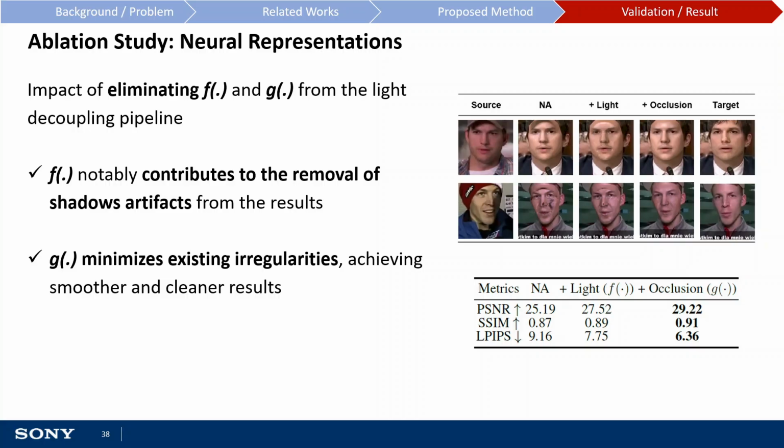To ascertain the significance of the neural representations employed, authors perform an analysis by eliminating both F and G from the light decoupling pipeline. As depicted in the figure, the neural representation for decoupling of light conditions, F, notably contributes to removal of shadow artifacts from the results. Furthermore, the neural representation G displays its efficacy in minimizing existing irregularities in the synthetic results, which achieves smoother and cleaner results. Quantitative comparisons further demonstrate that both F and G have obvious influence on the final performance.